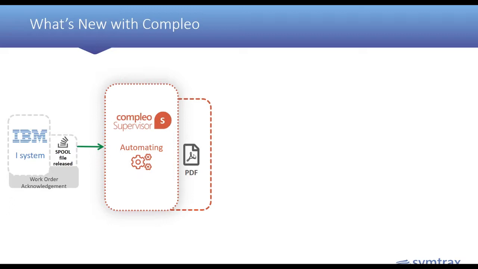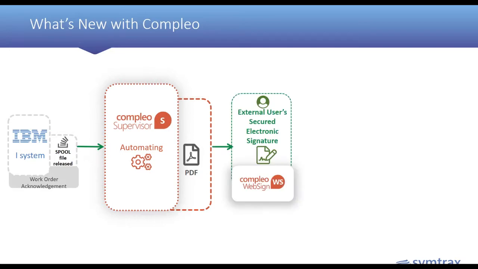In this case, we're going to go from what Miriam showed us, from that invoice, over to maybe working with a work order acknowledgement. And this is actually a spool file that contains tons of work orders. So as we said, we can work with single files, or we can work with batches as well. All right, so we have that PDF, and then once that PDF is created, it's going to be sent over to our new module called Compleo WebSign for signature, electronic signature.